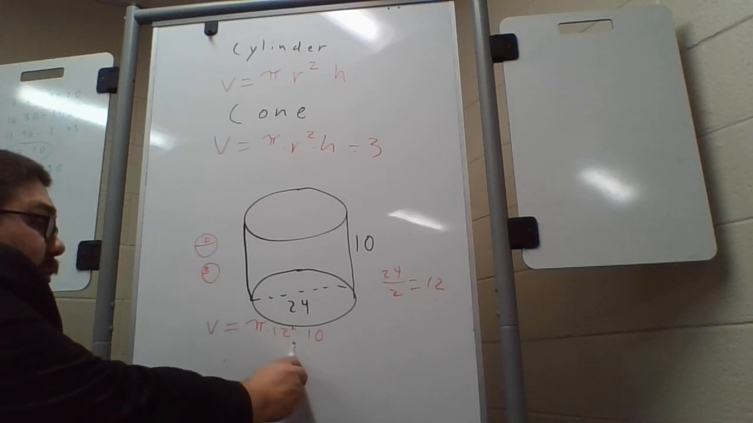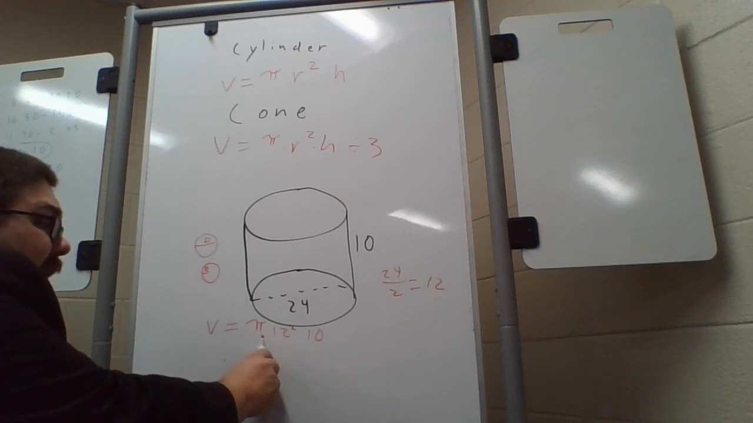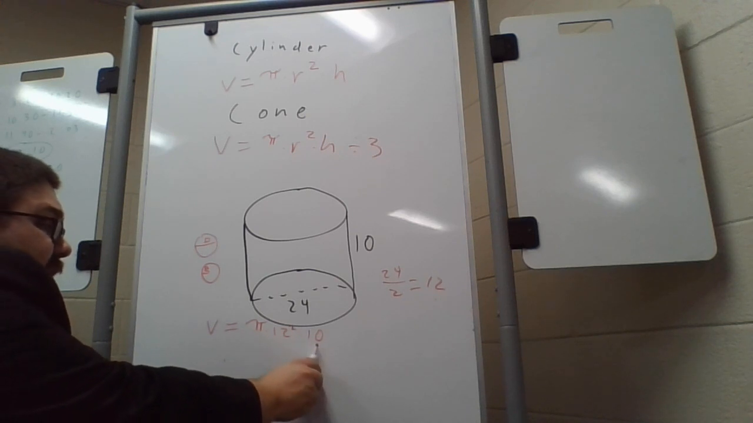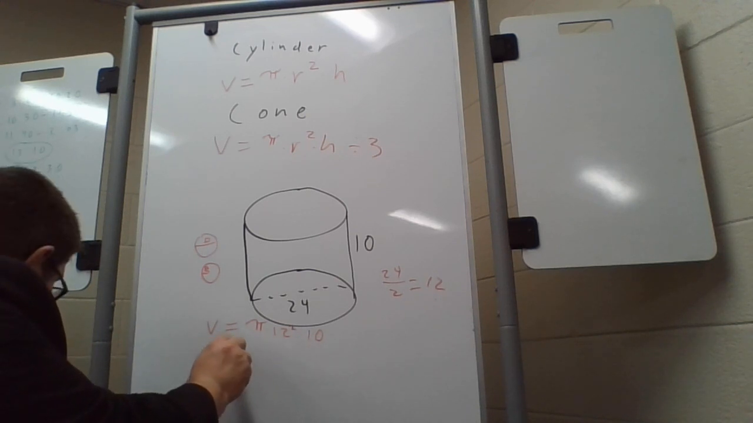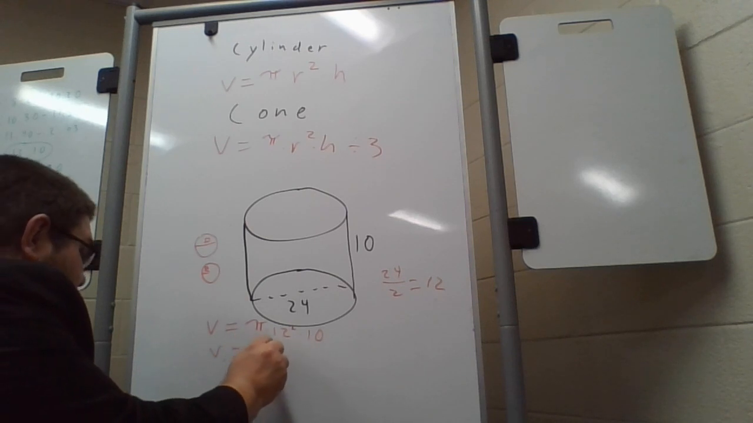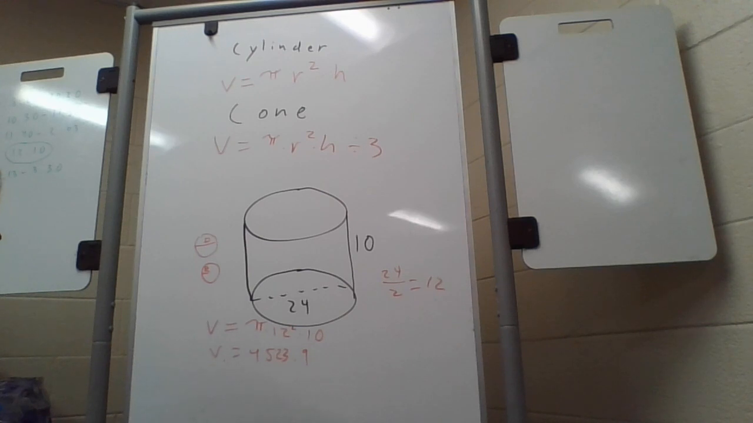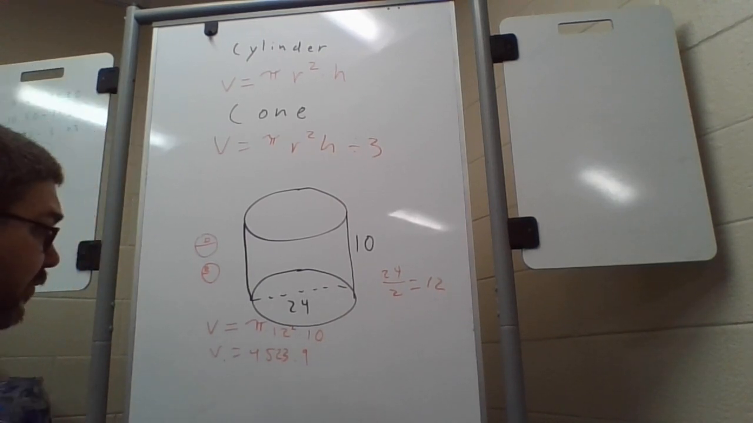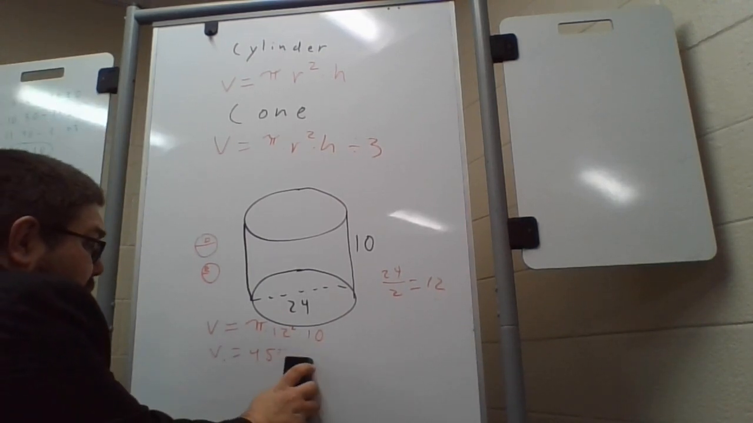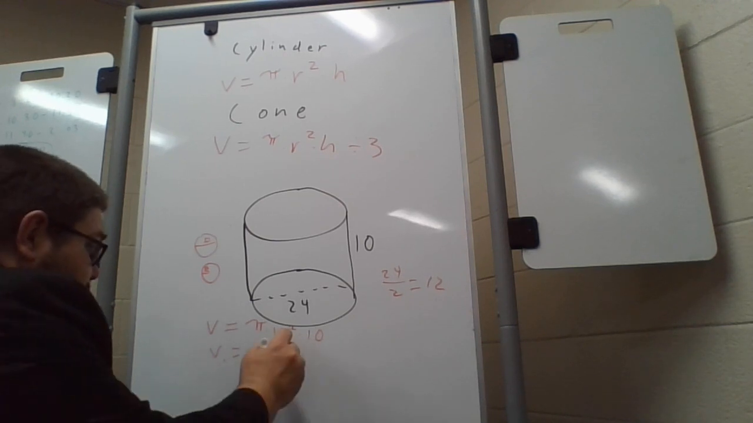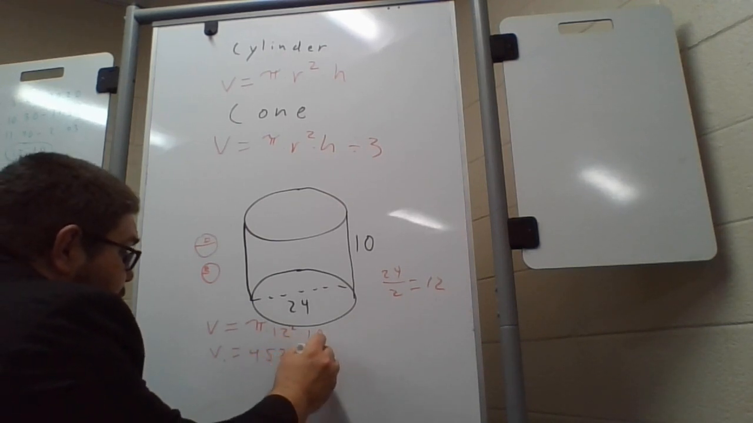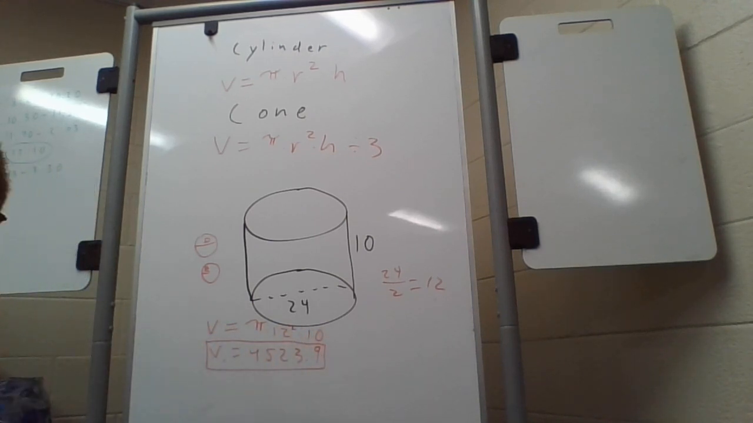So pi times radius squared times height. The radius is 12, the height is 10, so we do pi times 12 squared times 10. And you put that in a calculator, and it will give you 4,523.9. And that would be the answer. 4,523.9.